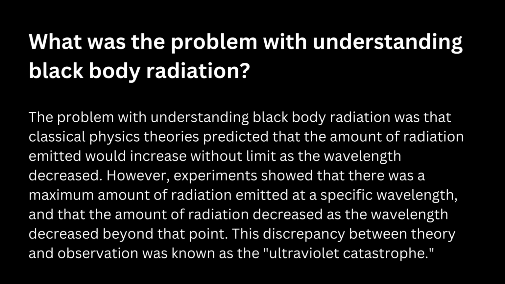What was the problem with understanding black body radiation? The problem with understanding black body radiation was that classical physics theories predicted that the amount of radiation emitted would increase without limit as the wavelength decreased. However, experiments showed that there was a maximum amount of radiation emitted at a specific wavelength, and that the amount of radiation decreased as the wavelength decreased beyond that point. This discrepancy between theory and observation was known as the ultraviolet catastrophe.